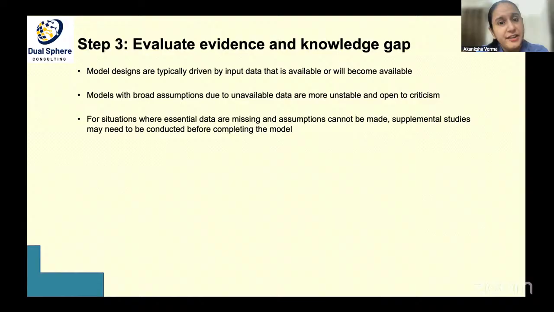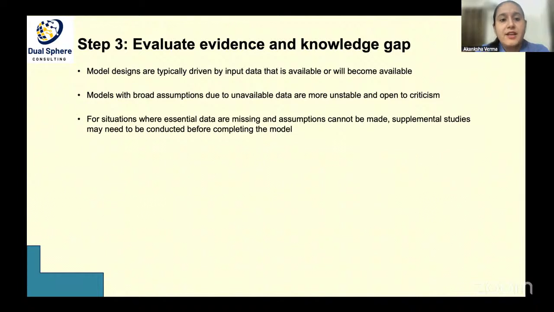Before actually starting to build the model, we want to know and understand what data, what evidence is actually available and what is not available. If we don't have sufficient data to feed our model, what credibility will it hold? So it is very important to first do a literature search, a literature review, and to know what evidence is actually available.